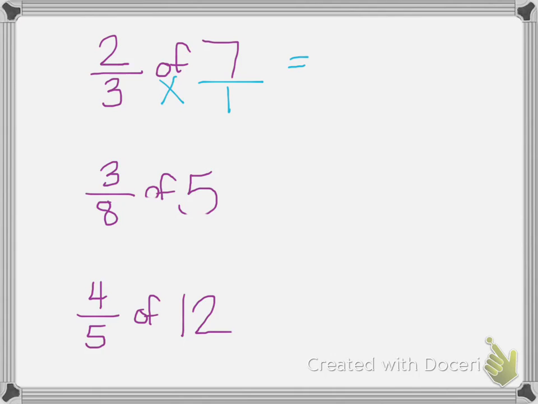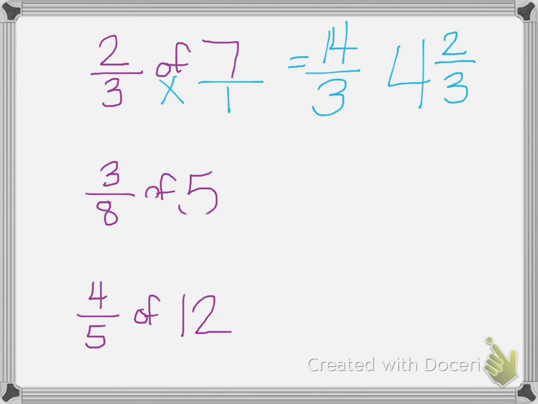So when we multiply fractions, we multiply the numerators. 2 times 7, 14. Multiply the denominators. 3 times 1 is 3. Then, to change our improper fraction into a mixed number, 3 goes into 14 4 times, with 2 left over. Our denominator stays the same, 4 and 2/3.